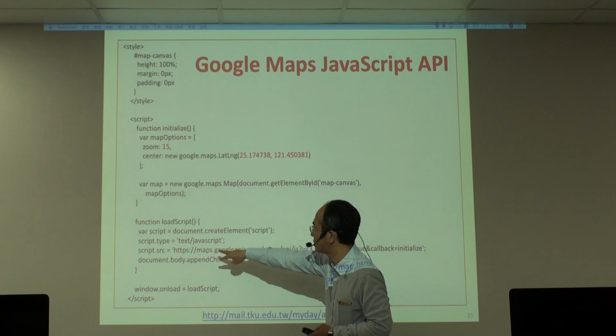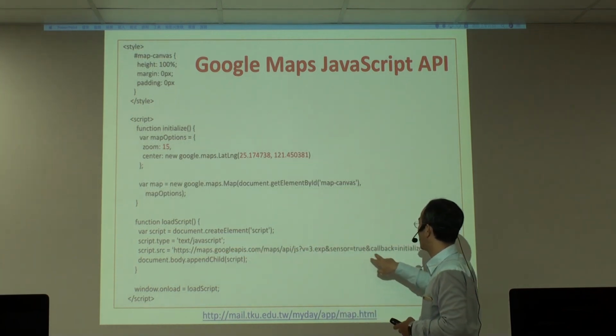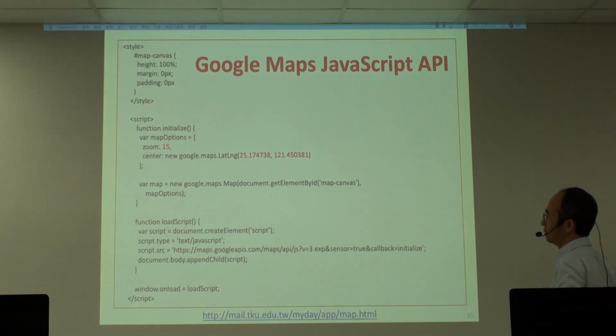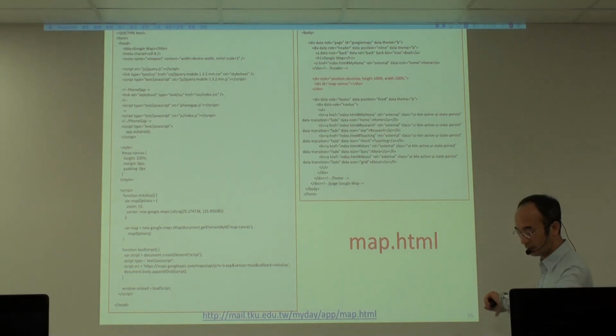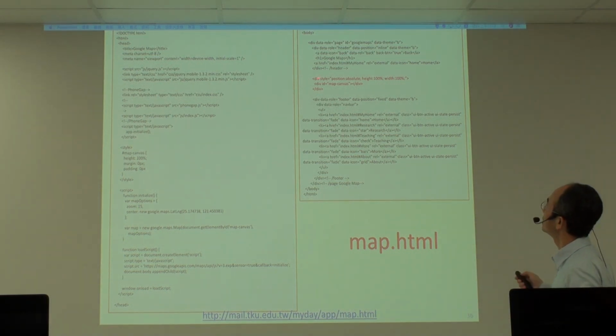For the script source equals here, and this is the scripts. For example, you can visit here. So this is examples. So here is the maps.html, the total code for here. And you can see what we have included is just this div element from page 36. 36 is the div element, a map canvas.